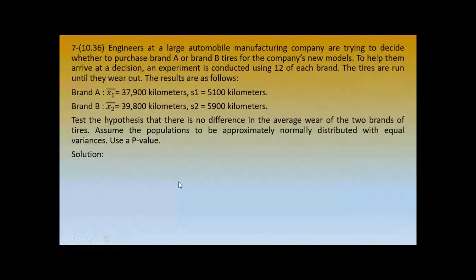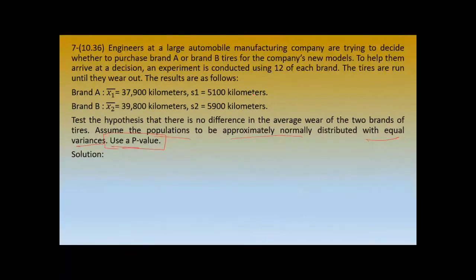Only two more problems, and we will conclude. So collect all the information. It is a similar type of question, I think. Two sample means, two sample standard deviations. Assume the populations to be approximately normally distributed with equal variances. So it is the same. Now here we are going to use the p value. That's the only difference.